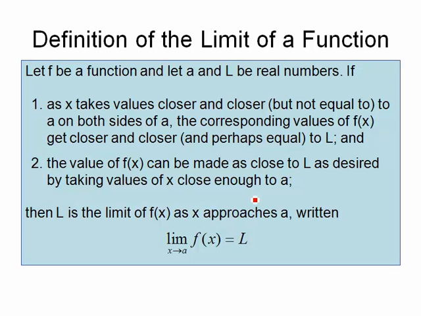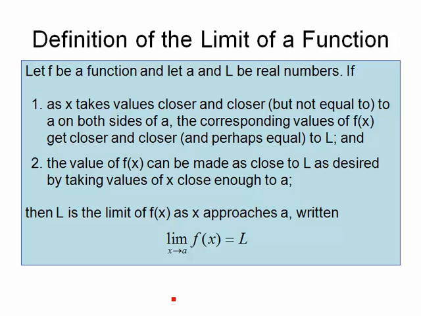For the definition of the limit of a function, let f be a function and let a and L be real numbers. If 1, as x takes values closer and closer, but not necessarily equal, to a on both sides of a, the corresponding values of f of x get closer and closer and perhaps equal to L. And 2, the value of f of x can be made as close to L as desired by taking values of x close enough to a. Then L is the limit of f of x as x approaches a.